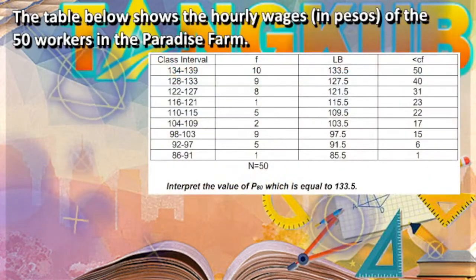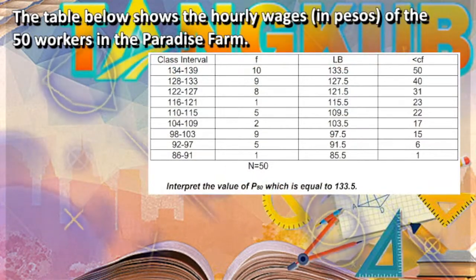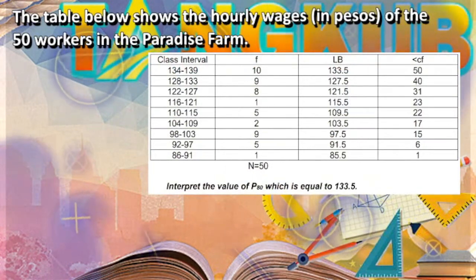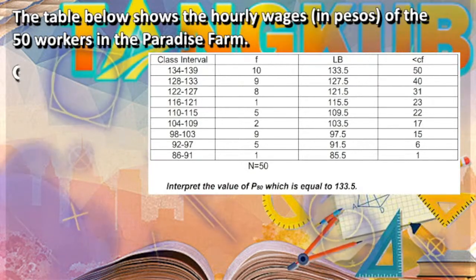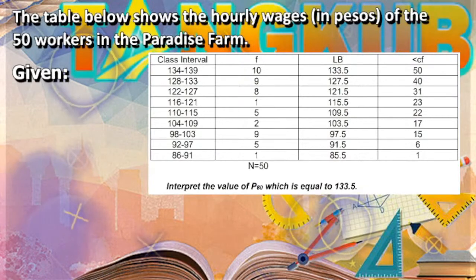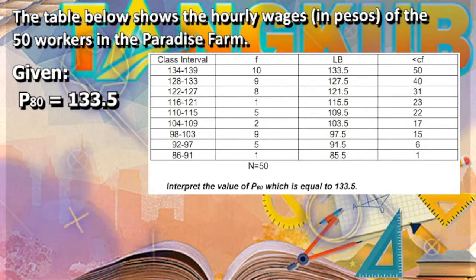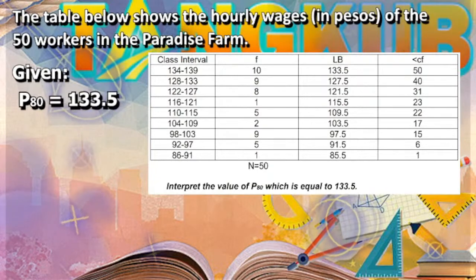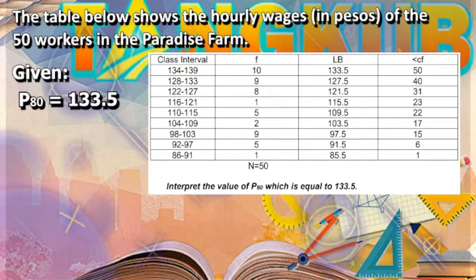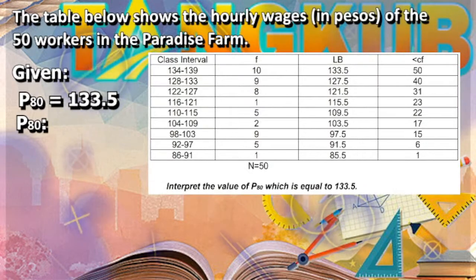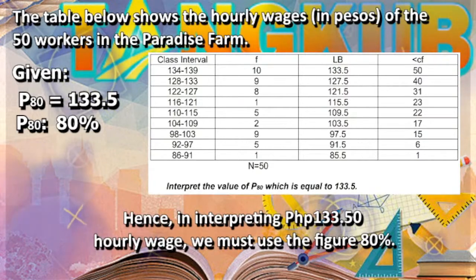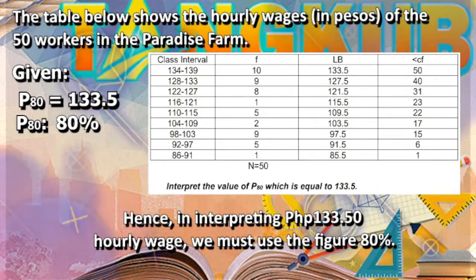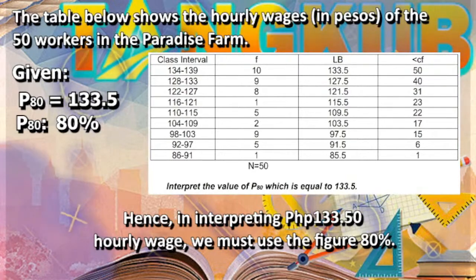Another question. The table shows the hourly wages in pesos of the 50 workers in the Paradise Farm. Now, interpret the value of the percentile 80, which is equal to 133.5. So to interpret this, first, we identify the given. Percentile 80 is equal to 133.5. Now, what is the equivalent of percentile 80? Right, percentile 80 is equal to 80%.